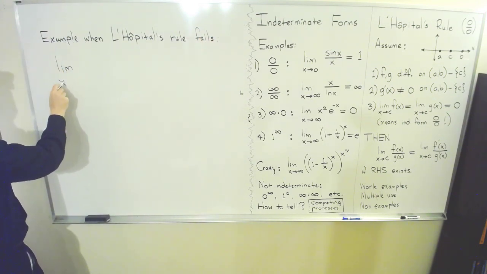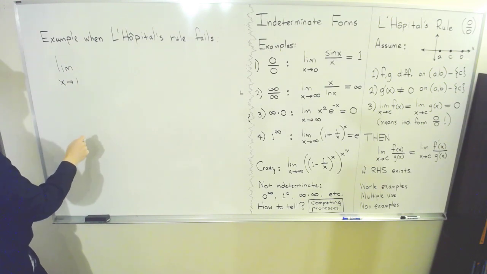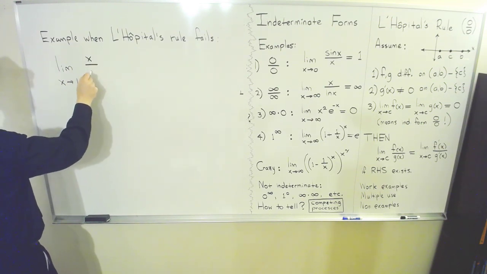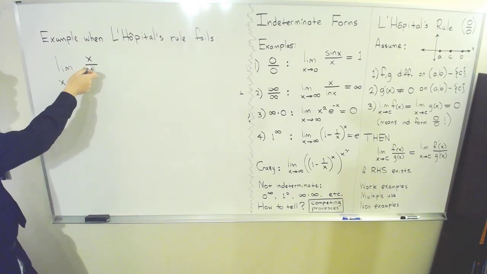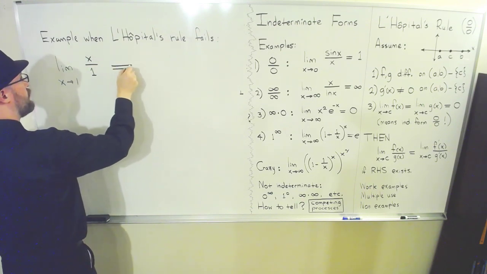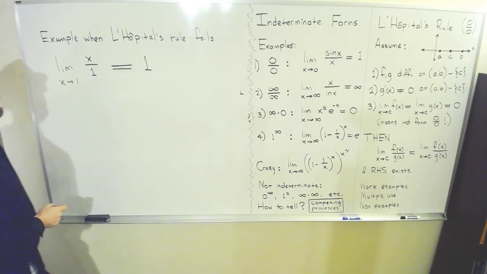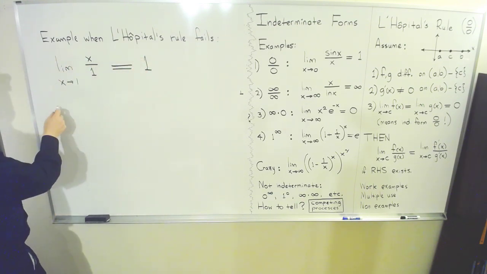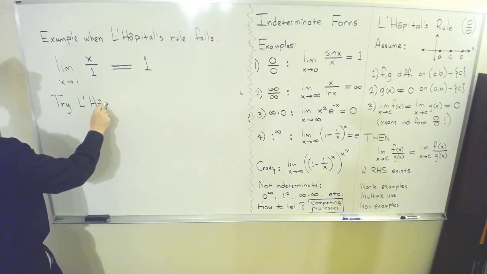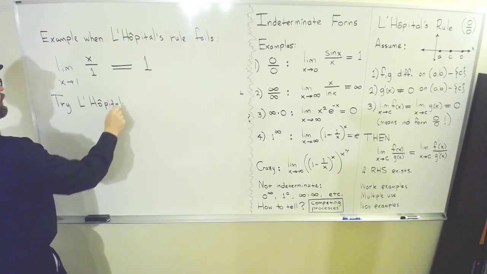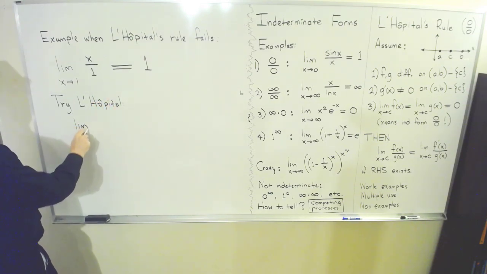Suppose I have the limit as x goes to 1 of x over 1. Well, obviously that's 1. You can tell that just by substitution. But suppose I try L'Hopital. What I would get is the wrong answer.